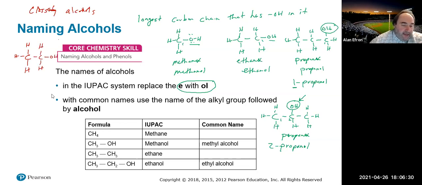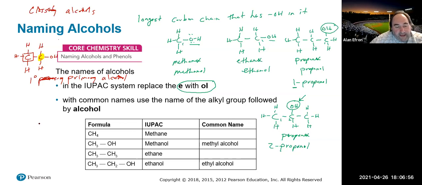we would be looking at the carbon that has the OH group attached, which is this guy. And we would want to know how many carbons are directly attached to it. And in this case, it would be 1. This would be a primary alcohol.